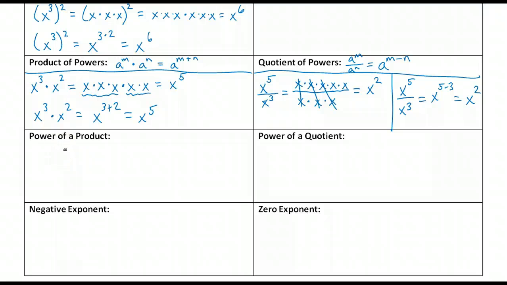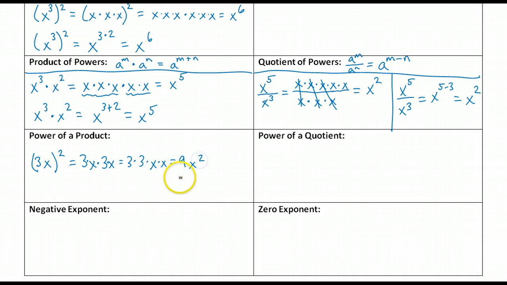Power of a product. In order to do the power of a product, I have to have two things being multiplied together, like 3x. And I'm going to take that product and raise it to a power. So 3x squared is really 3x times 3x. Well, if I rewrote 3x times 3x as 3 times 3 and x times x, I'm going to really have 9x squared simplified.